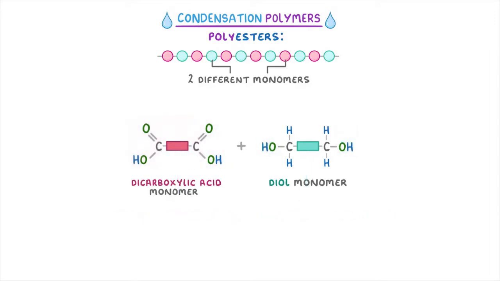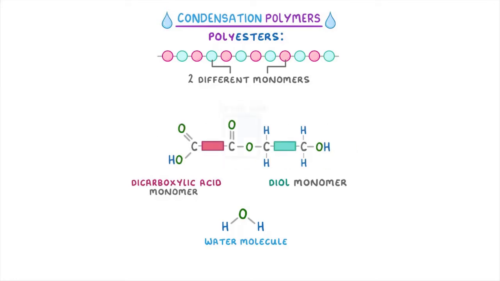In order for the two monomers to combine, the dicarboxylic acid has to give up its OH group, and the diol gives up a hydrogen atom from its OH group. And when these three atoms combine, they form a water molecule. This leaves this carbon from the dicarboxylic acid to bond directly to this oxygen from the diol. And it's this bond that we call the ester link.